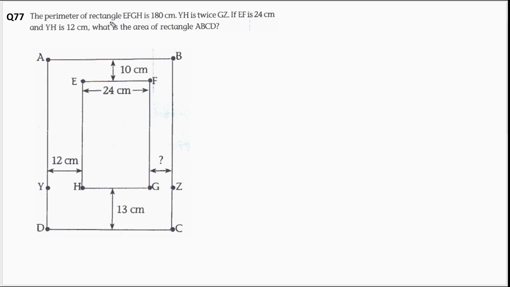The perimeter of rectangle EFGH is 180 centimeters. YH is twice GZ. If EF is 24 centimeters and YH is 12 centimeters, what is the area of rectangle ABCD?